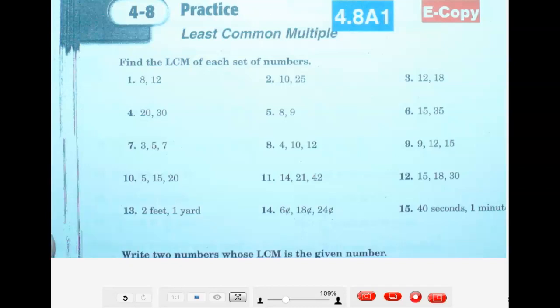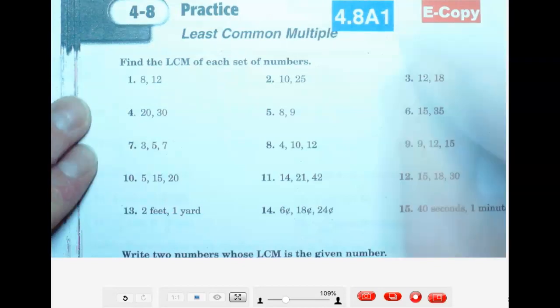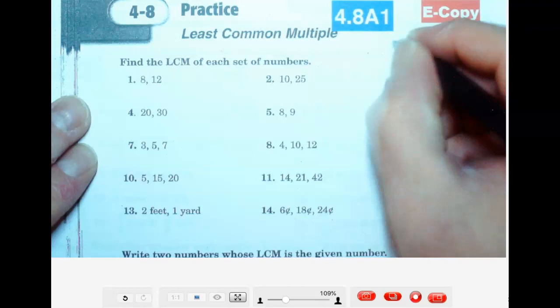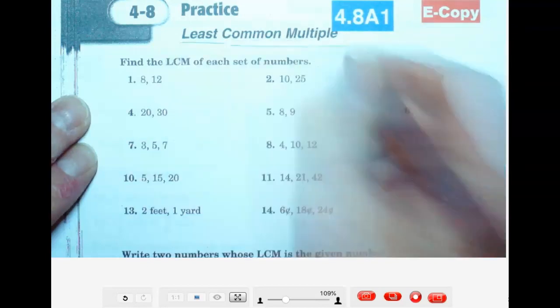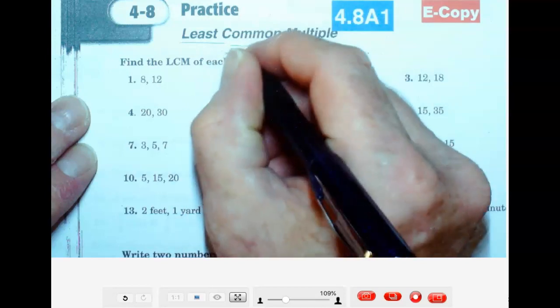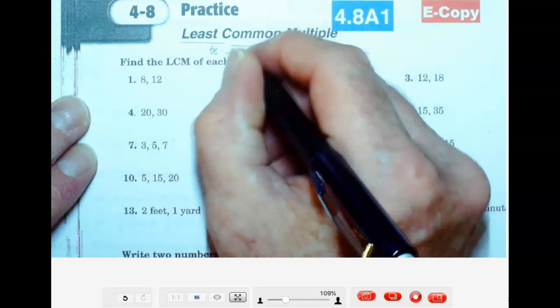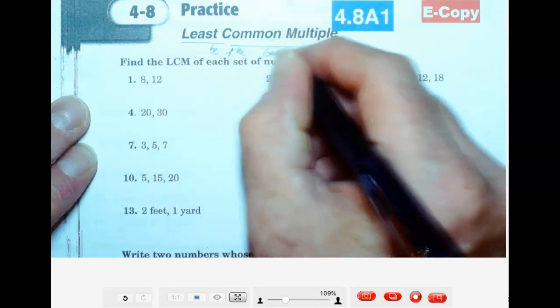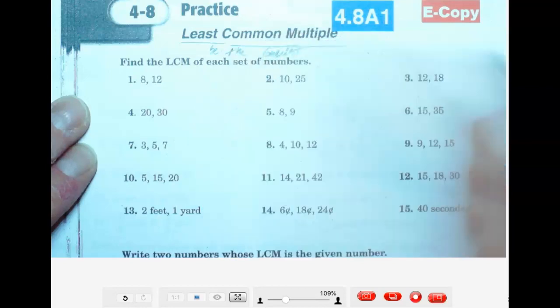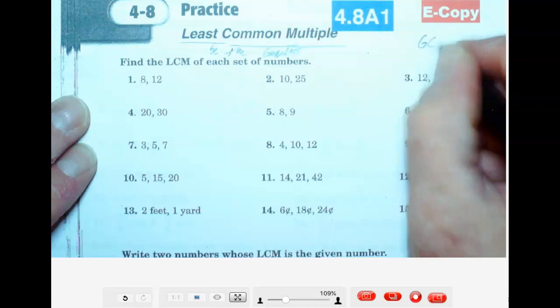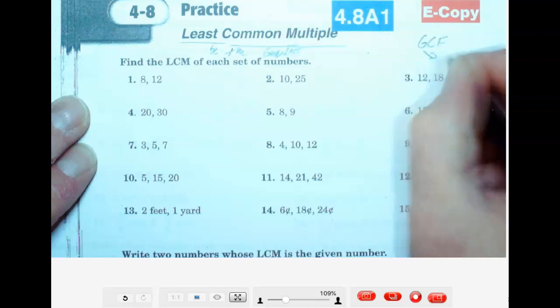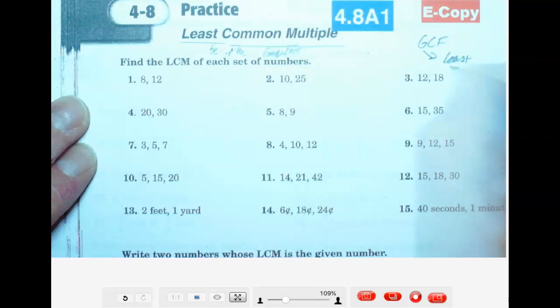Okay, here we have a tutorial on 4.81, least common multiple. As you work through this sheet, I think it's important to remember that the least common multiple, if you're going to do it my way, the least shall be the greatest. What does that mean? Well, before we had the greatest common factor, I said the greatest shall be the least, and we start off with the smallest number, the least number. For the least common multiple, I start off with the greatest number.